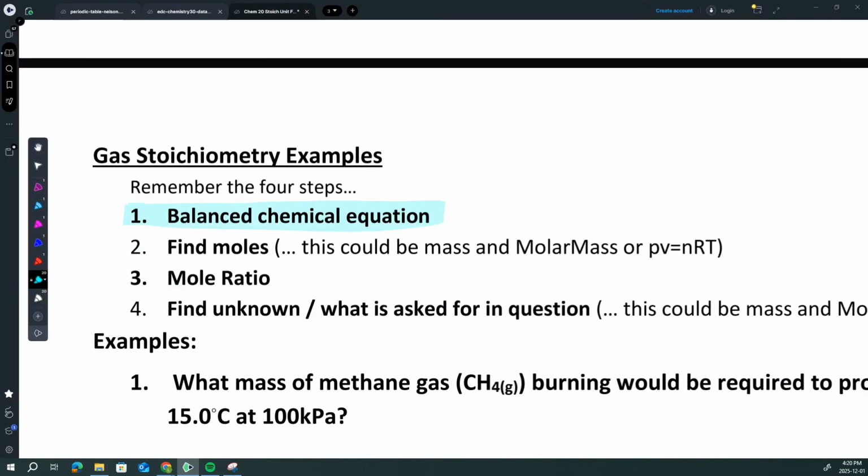Then step 2 is always find the moles of your given substance. So when we're dealing with gases, you might be using your ideal gas law, which is PV is equal to nRT. Step 3 is always going to be your mole ratio. The mole ratio is going to convert your moles of your known substance into the moles of your unknown substance, or what you're trying to find. And then step number 4 is give the question what it's asking for. So convert moles of your unknown into the units the question is asking for.